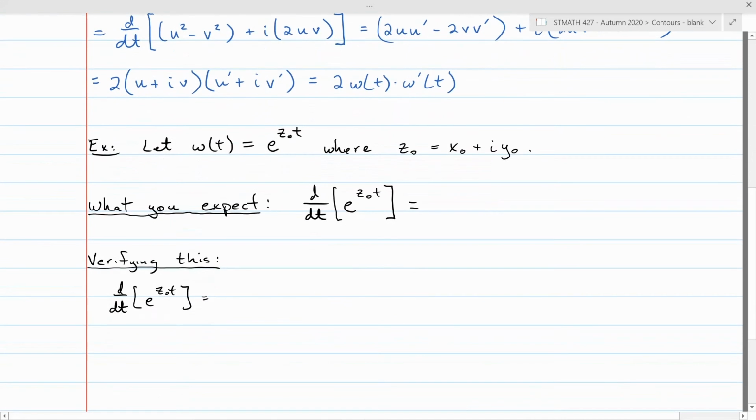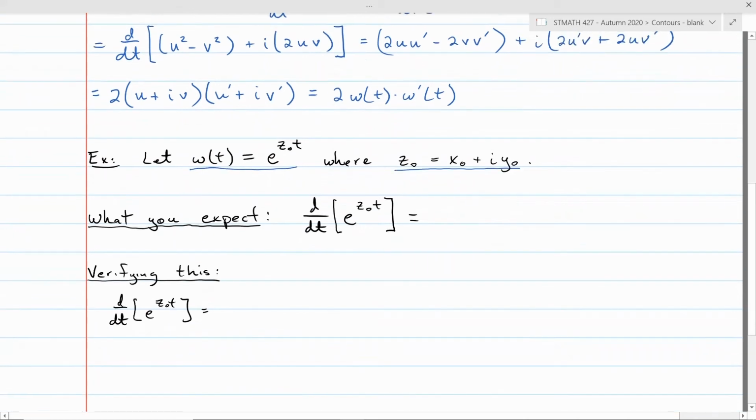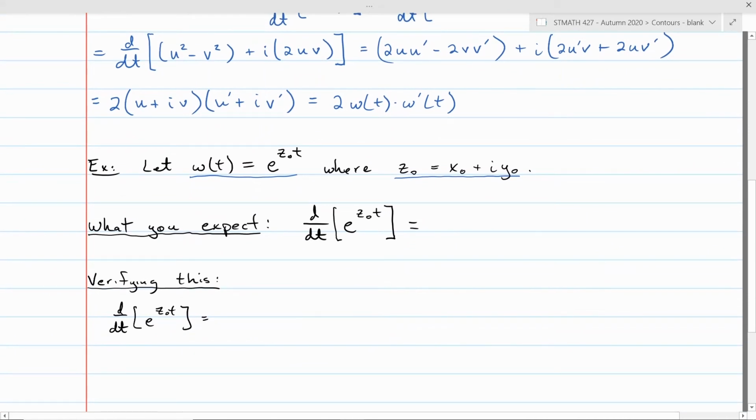Another example along these lines is, well, if you take the function w of t equals e to the z naught t, where z naught is just a constant, this doesn't look like one of those functions where it's broken up, where it's expressed as a u component plus i times the v component. But you understand that the exponential function you can break up into sines and cosines, right? And so it actually is a function of that type.